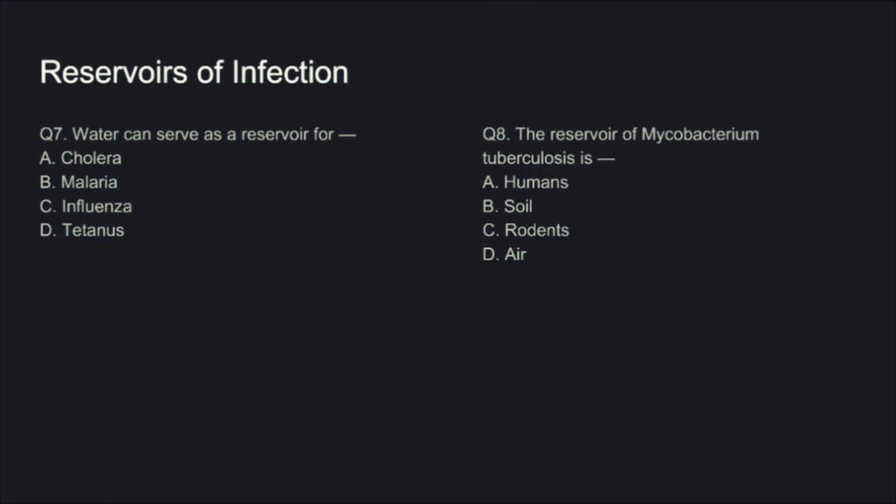reservoir for. Options are A, cholera; B, malaria; C, influenza; D, tetanus. Correct answer is option A, cholera.